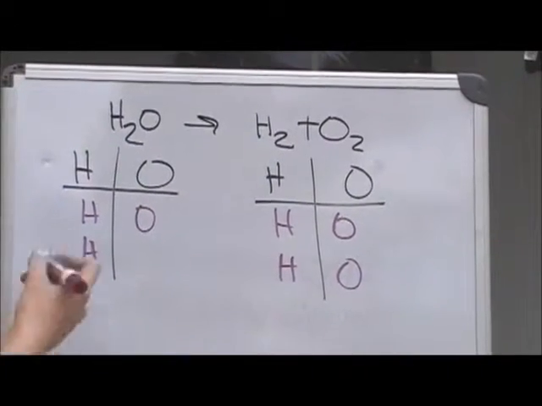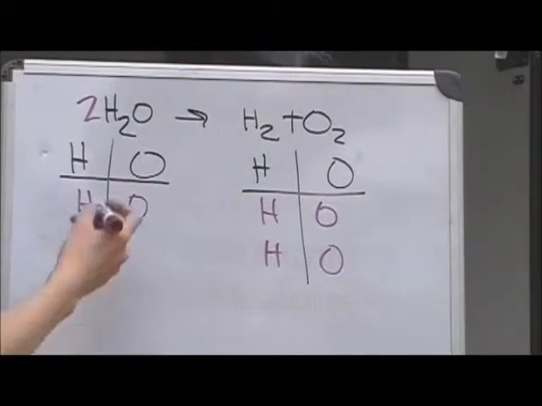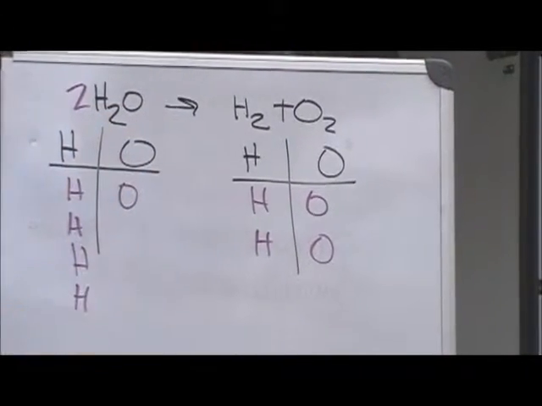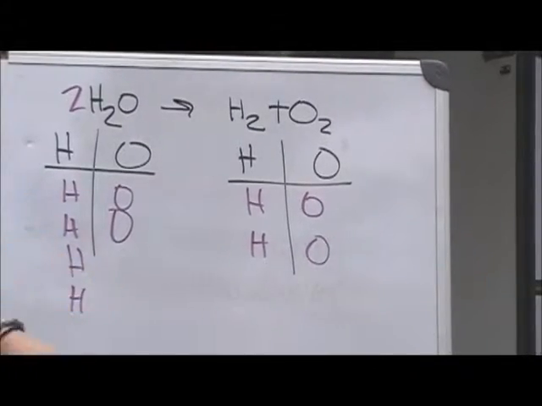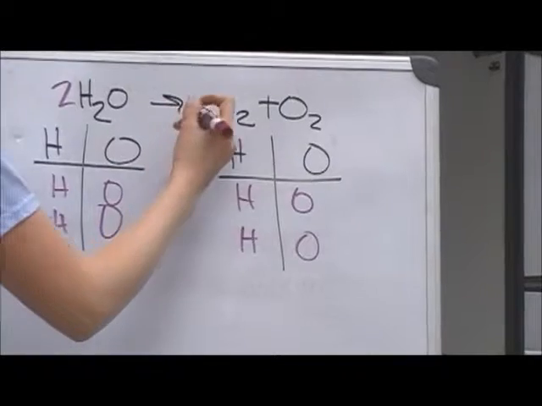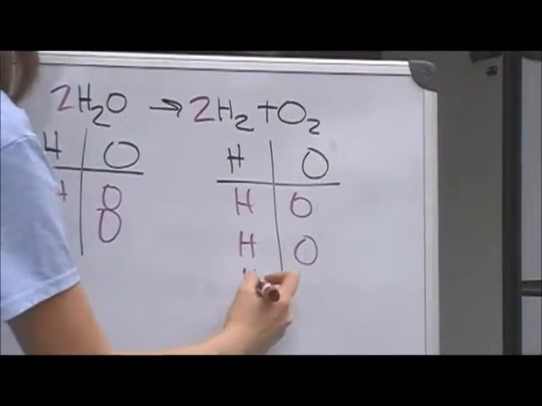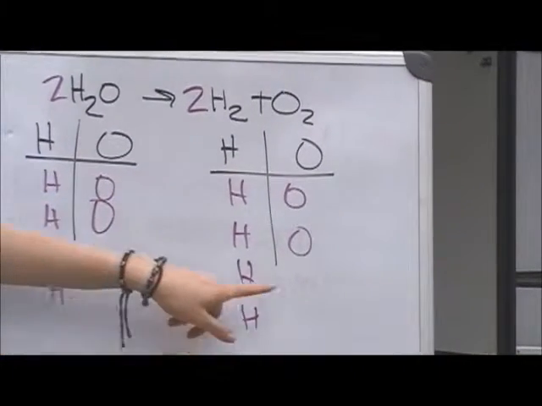So we're just going to add another H to a 2O over here. So that would give us 4 H's, because 2 times 2 is 4, and 2 O's. So now we have 4 H's and 2 O's, 2 H's and 2 O's. So we need 2 more H's on this side. So we're going to put a 2 in front of the H2. So now we have 4 H's and 2 O's, and 4 H's and 2 O's.